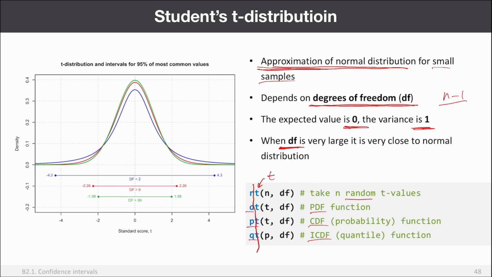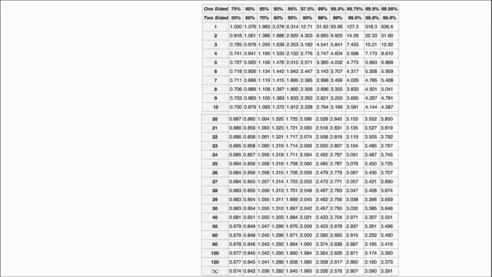So you can get random values from t-distribution, you can compute density for any value, you can compute probability for any value, probability to get a value smaller than given, and also compute quantiles, exactly like we did for normal distribution and for uniform distribution. This is a table, so you can also find tables with different t-scores.